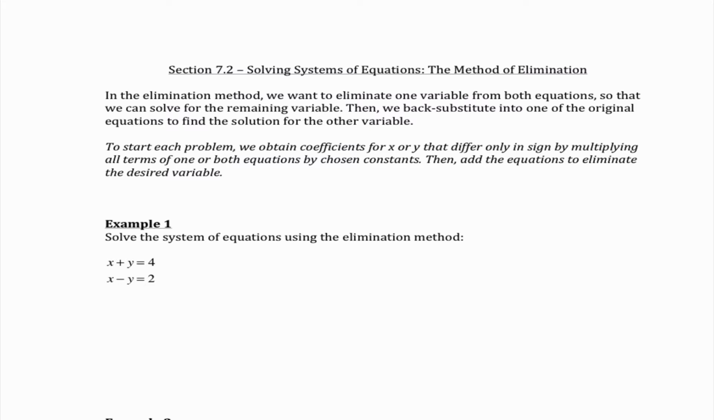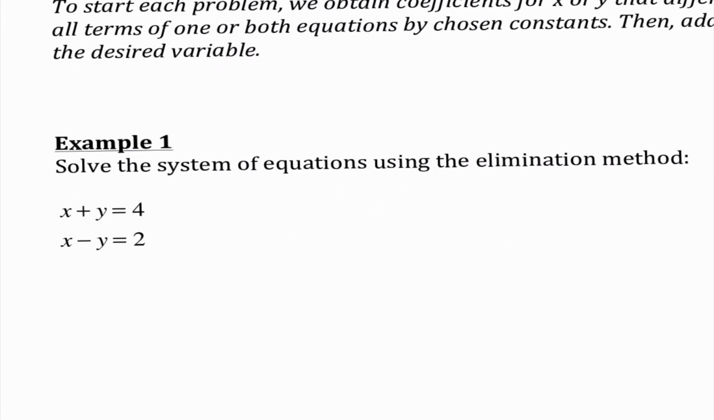Just to review, in the elimination method we want to eliminate one variable from both equations, either the x or the y, it doesn't matter, so that we can solve for the remaining variable. Then we can back substitute into one of the original equations to find the solution for the other variable. Whenever we start, we need to obtain coefficients for x or y that differ only in sign by multiplying all the terms of one or both equations by chosen constants. Then we're going to add them together and eliminate the desired variable. I actually think that sounds more complicated than it really is.